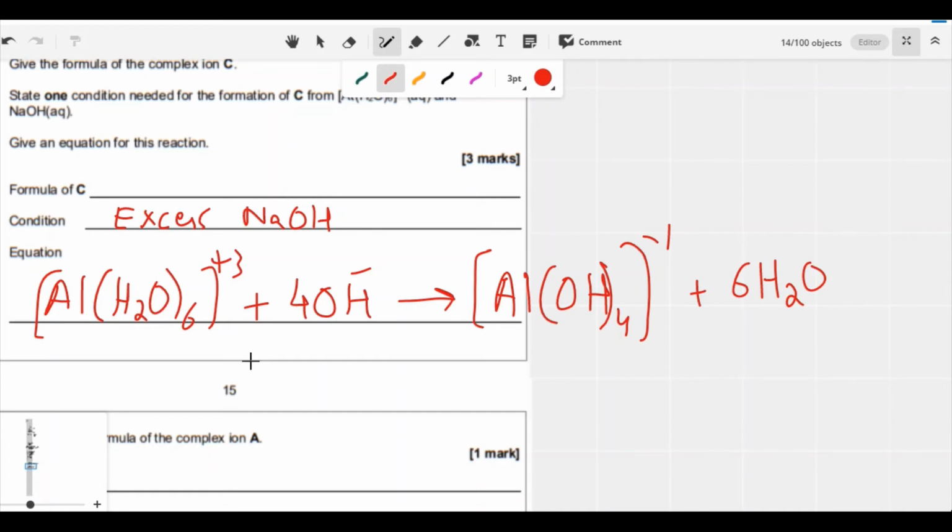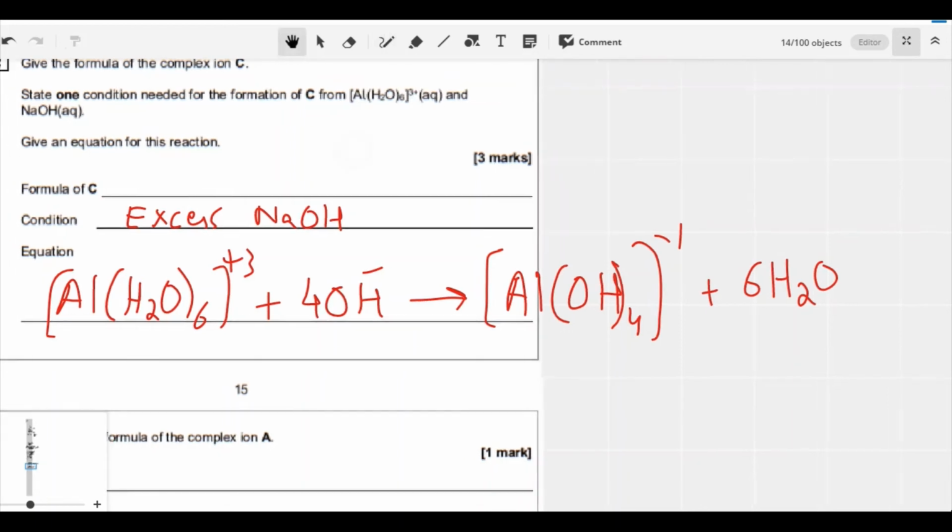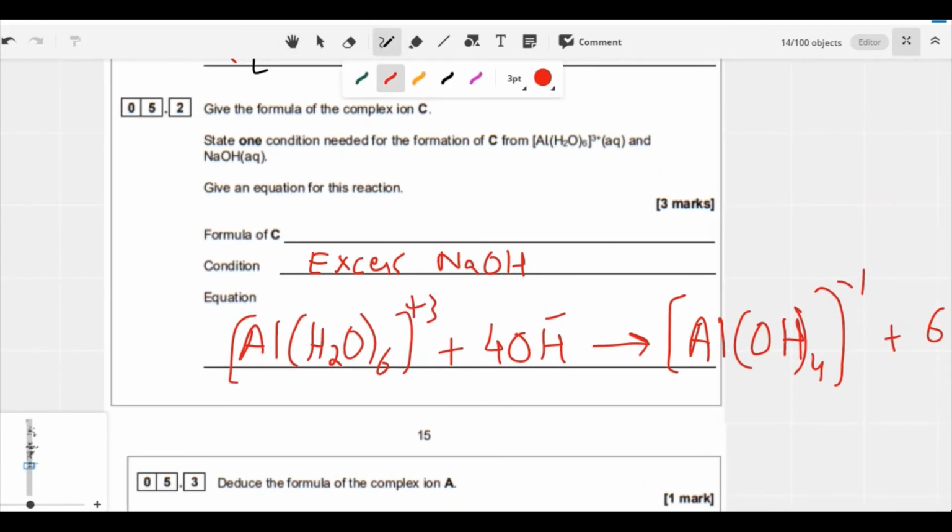So you can write that the formula of the substance will equal AlOH, here is 4 -1.